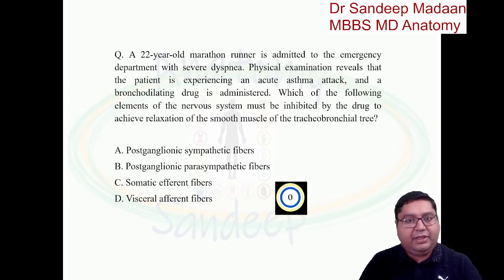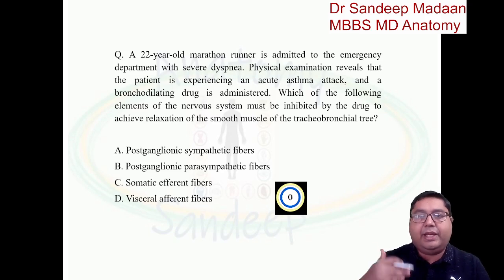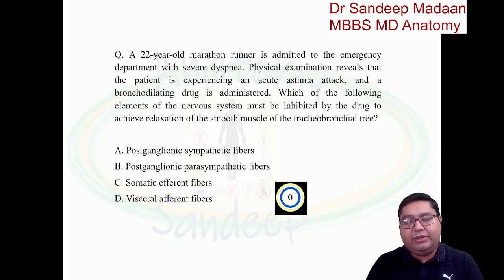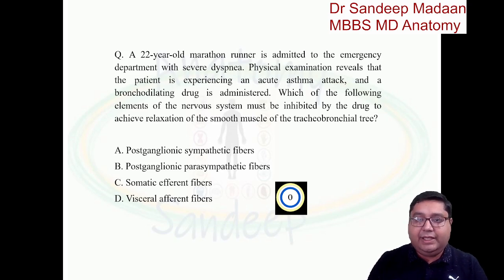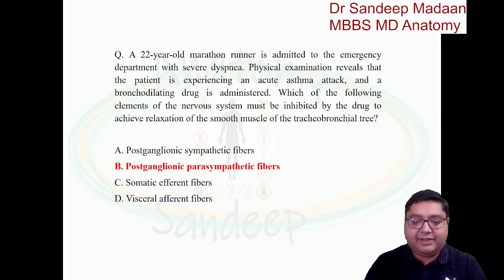Now very simple type of question. Now asthma attack, what will you do? You will give either beta agonist or muscarinic antagonist. So here the question is, it will be inhibited by, you want to inhibit the parasympathetic, because you will give the sympathomimetic and parasympatholytic. Okay, so that is why B will be the answer over here. Now moving on to the next concept.